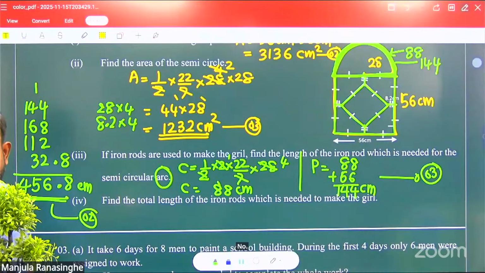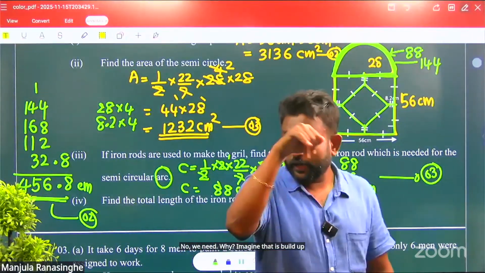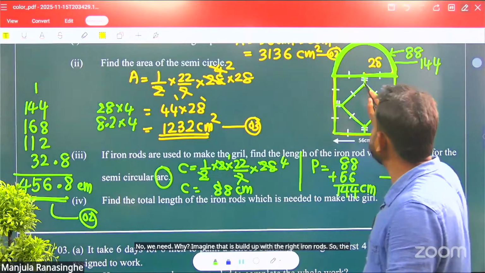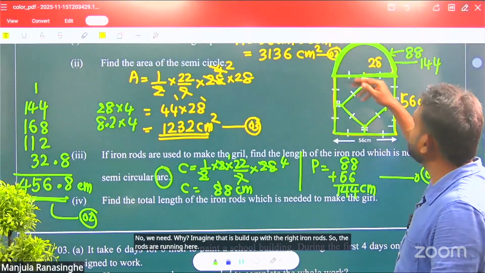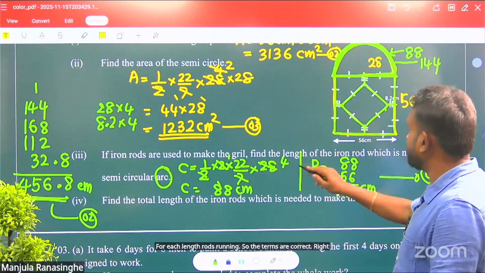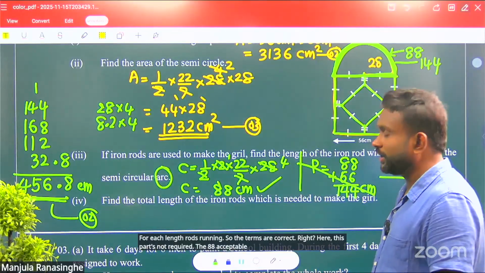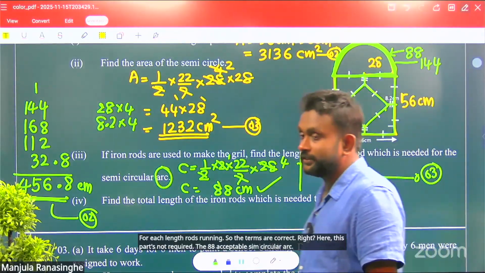So then when adding also, we don't take that interior part, no? No, we need. Why? Imagine that is built up with iron rods. So the rods are running here, for each length, rods running. So that answer is correct. Right here, this part's not required. The semicircular arc wording is acceptable.